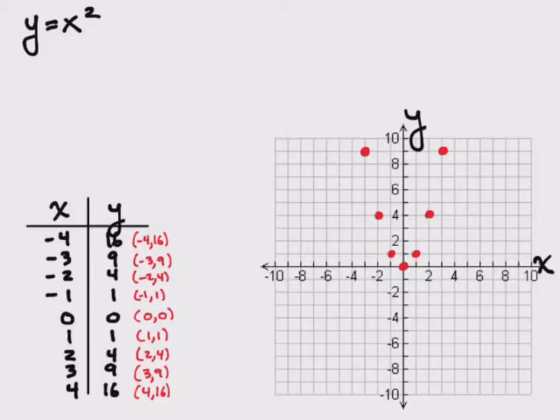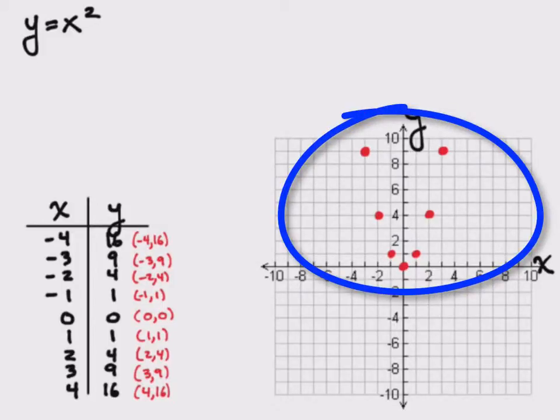Now it seems like we've really exhausted all of our usable inputs, because if we put in an x value that's any greater than 4 or any less than -4, we're just going to get greater and greater outputs that are not going to fit on our graph. So let's see what we've got. Looks like we've got this sort of U-shaped graph.